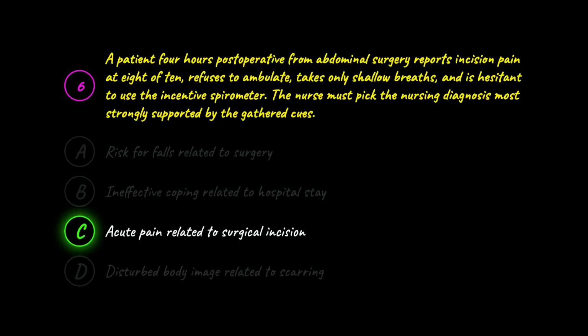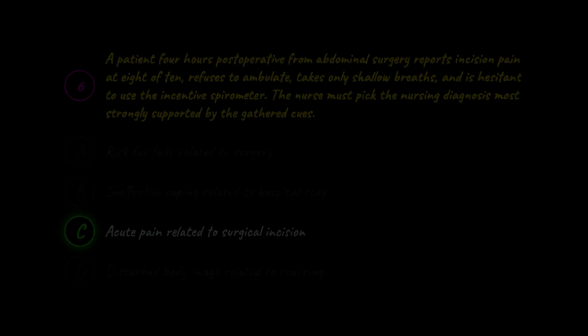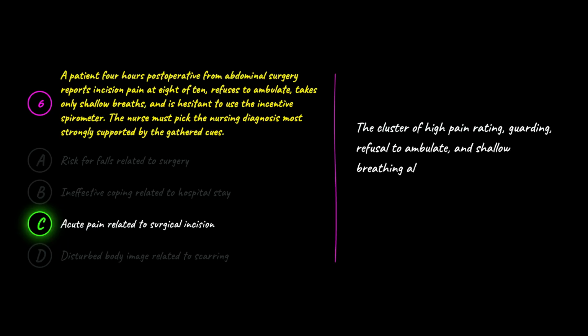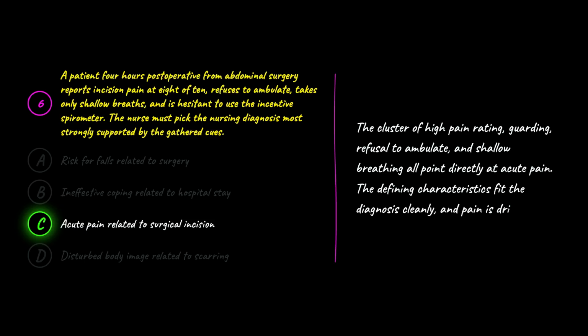The correct answer is C. Acute pain related to surgical incision. C is correct because the cluster of high pain rating, guarding, refusal to ambulate, and shallow breathing all point directly at acute pain. The defining characteristics fit the diagnosis cleanly, and pain is driving every other finding.